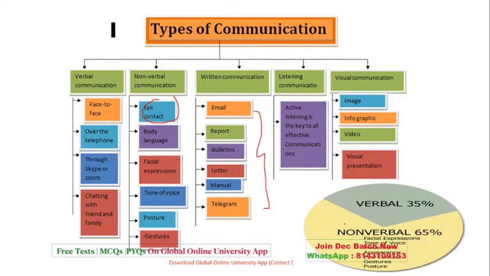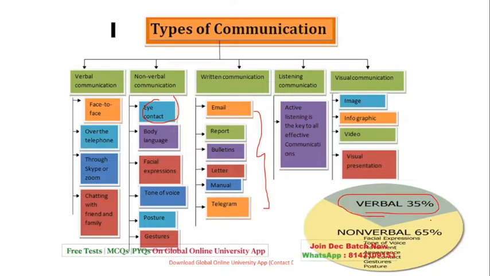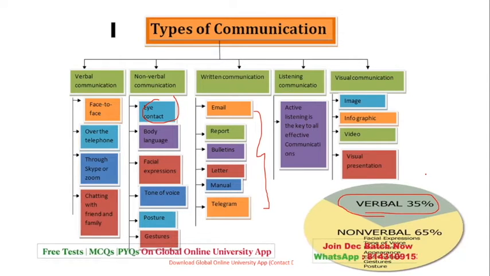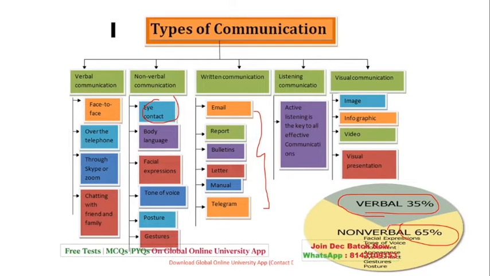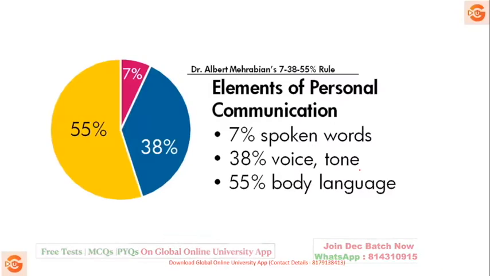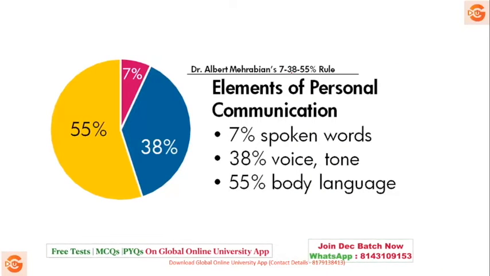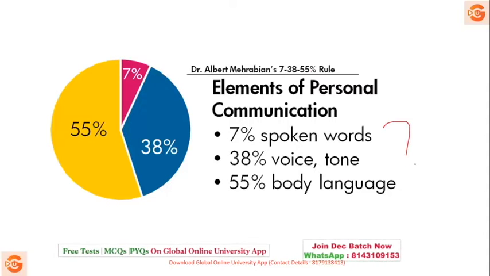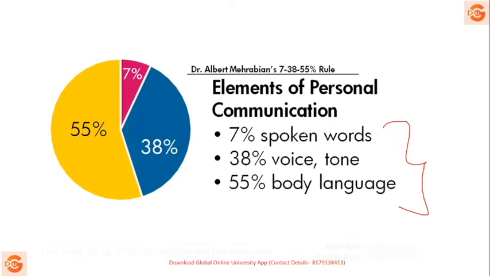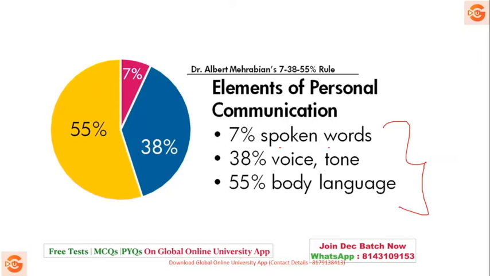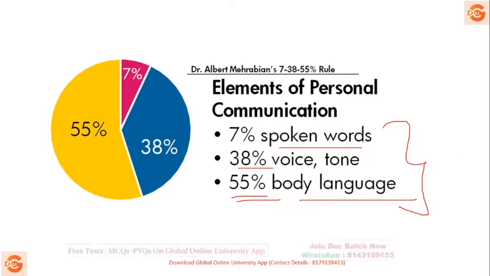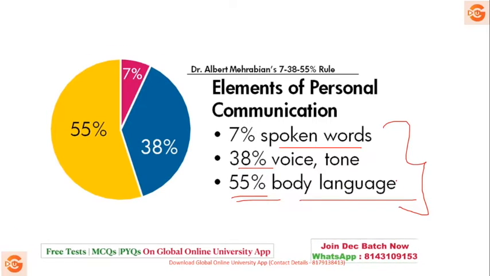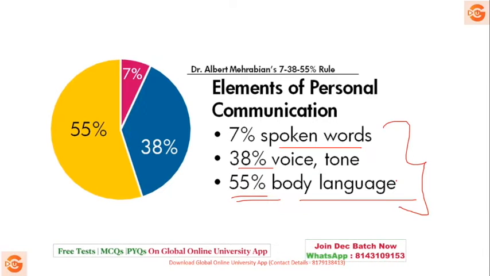Verbal communication has 35% of the weightage, whereas non-verbal communication consists of 65% of the weightage. You can go with Albert Mehrabian's rule, that is 7-38-55. This can also be a part of a match the following question. So 7% of spoken words, 38% of voice and tone, but 55% of impact is with the help of body language. So the type of communication that creates the highest impact is non-verbal communication.